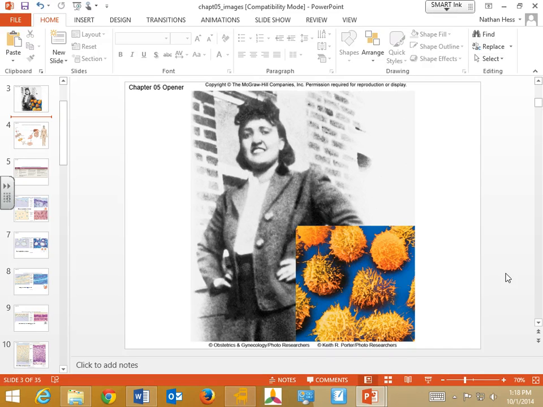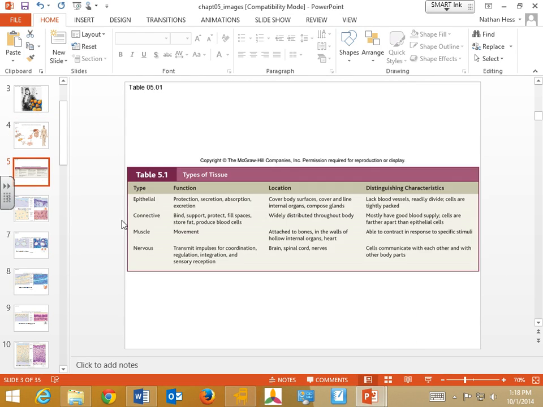But the point is these tissues, these cells, how they work together to form these tissues. 4 different types that we're going to deal with in this chapter: epithelial, connective, muscle tissue, and nervous tissue. The last 2 you're pretty comfortable with, right? What a muscle is, how that works, the movement it performs. That's its main function. The nervous tissue, of course, that's what transmits the impulses, right?